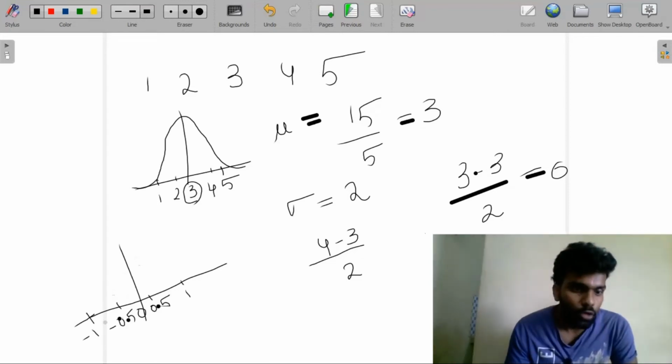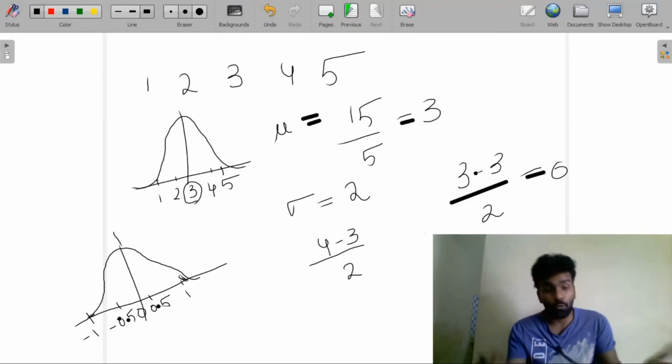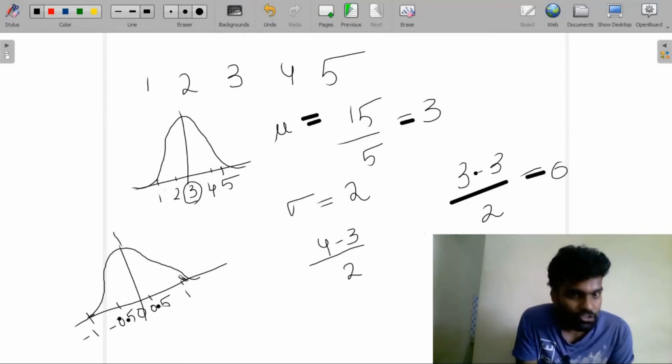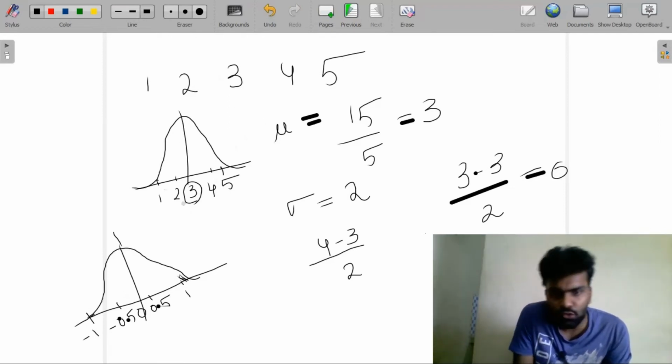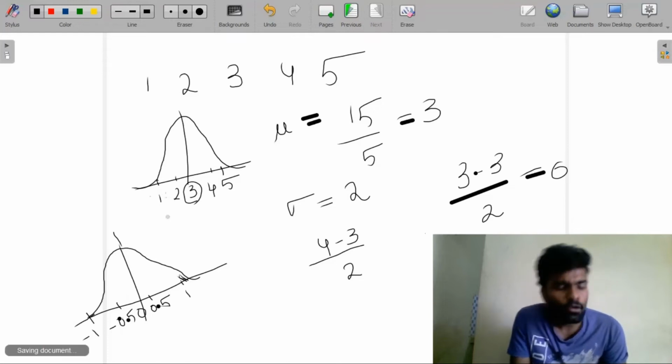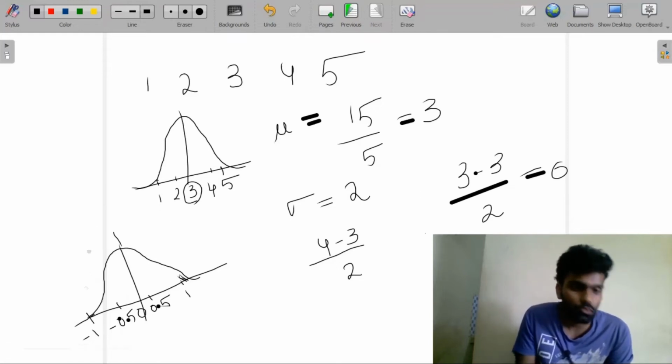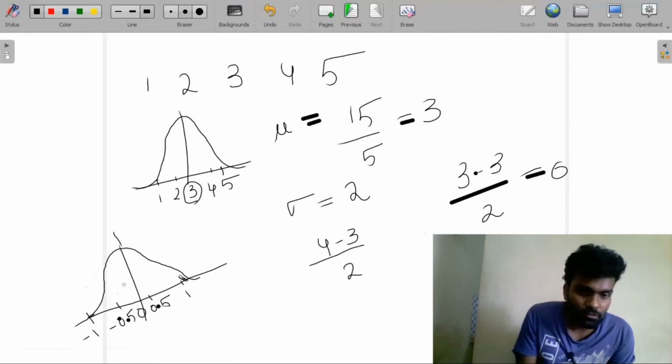So this is the standard normal distribution here, right? I hope you understood. We just have this normal distribution, and we find the z score for each and every value, and this is how we got the standard normal distribution here.